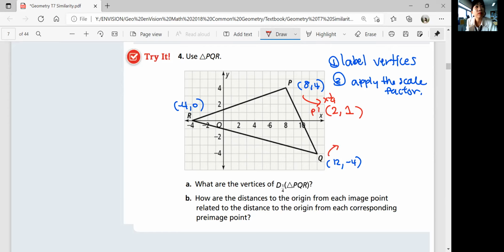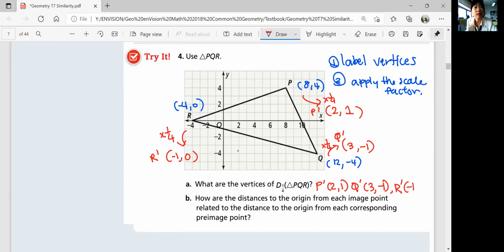And then Q prime, multiplied by 1/4. So 12 divided by 4 is 3. -4 divided by 4 is -1. That is Q prime. R prime. So multiplied by 1/4. -4 divided by 4 is -1. 0 divided by 4 is 0. That is your R prime. So the vertices you have is P prime is 2, 1. Q prime is 3, -1. And R prime is -1, 0.